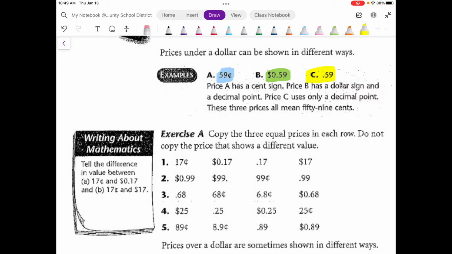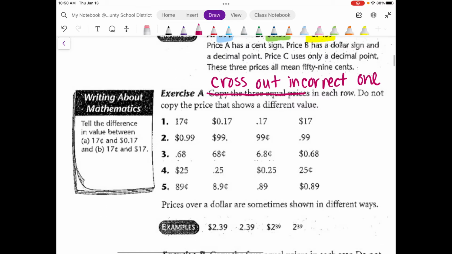So what we're going to do in this first part is the instructions say to copy it down. Essentially, you're just going to cross out the incorrect way of writing the value. Okay? So you're going to cross out one of these in every row. So I'm looking at this first row, and one of those does not make sense or it's not equivalent to the rest. Okay, so first one's 17 cents.